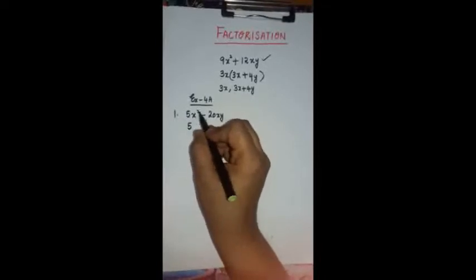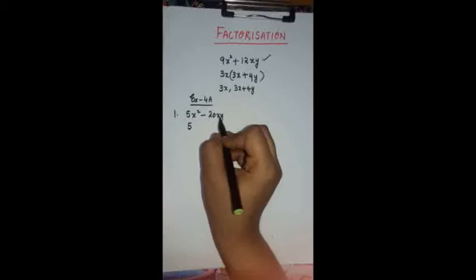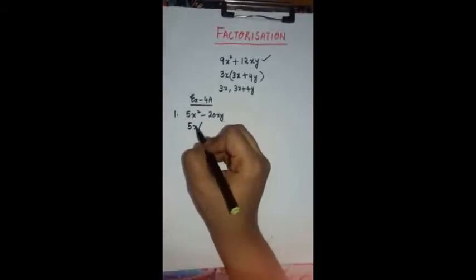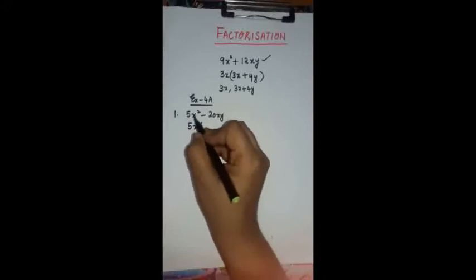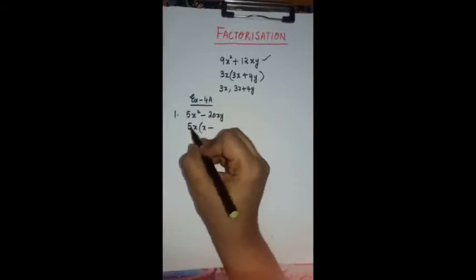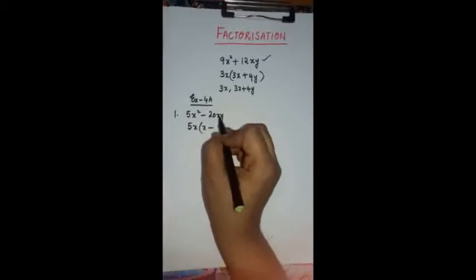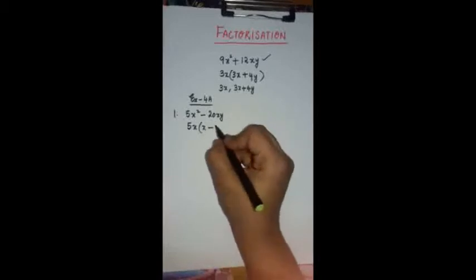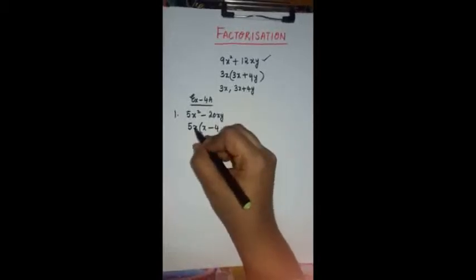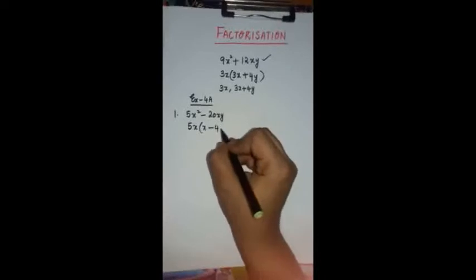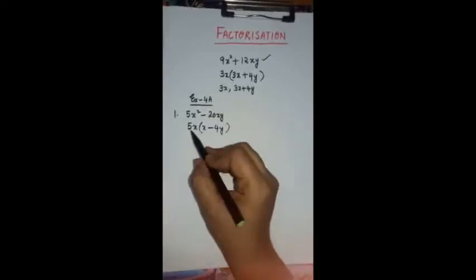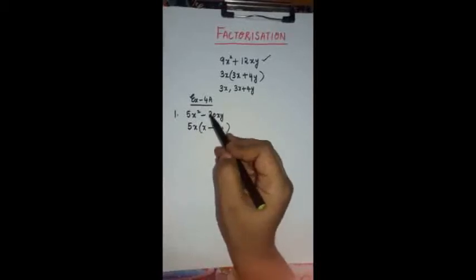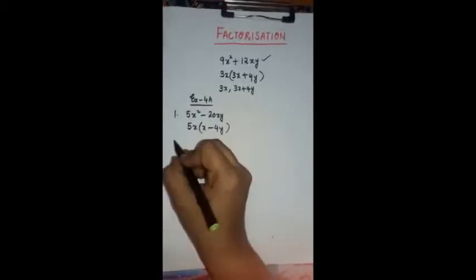After that x square and xy. Out of x square and xy, again you can take x as common. Now after taking 5x, what is remaining in the first term? Only x is remaining. Minus, then 5 into 4 will be 20. Now x is already outside of the bracket and y is remaining. So here 5x and x minus 4y are the factors of this expression. That's it. Now the second problem.